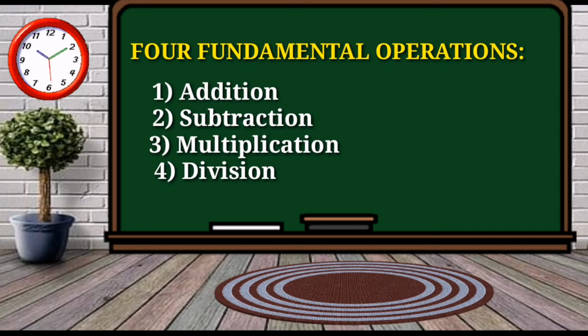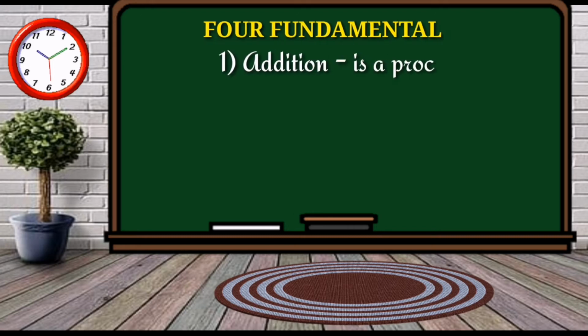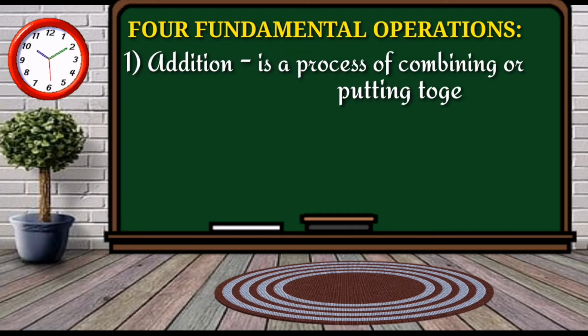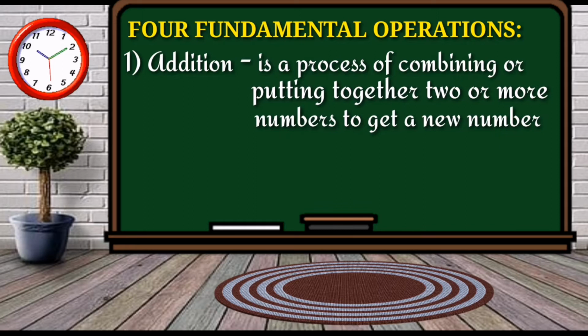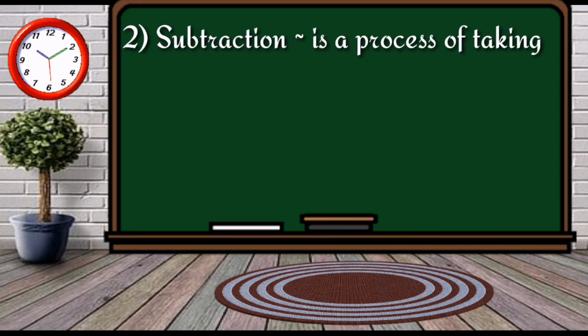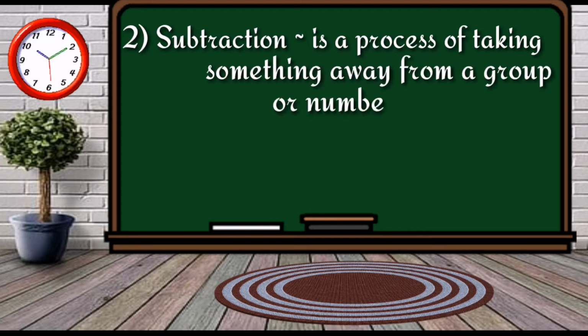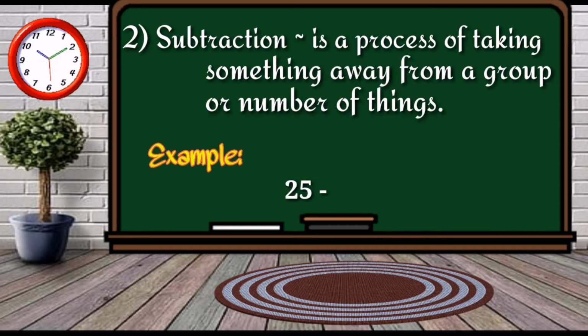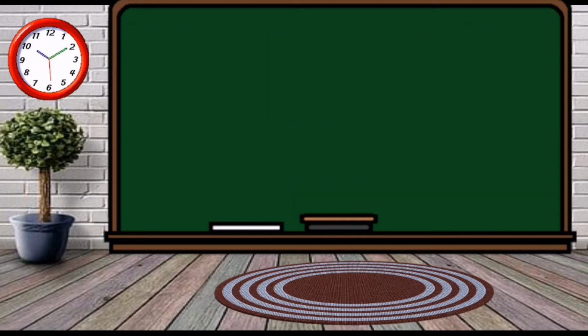Okay, so let's start with addition. Addition is a process of combining or putting together two or more numbers to get a new number called sum. And subtraction means you are taking something away from a group or number of things. When you subtract, what is left in the group becomes less.